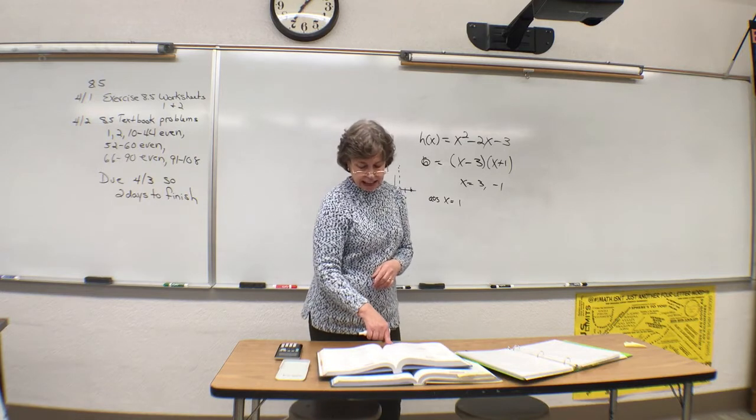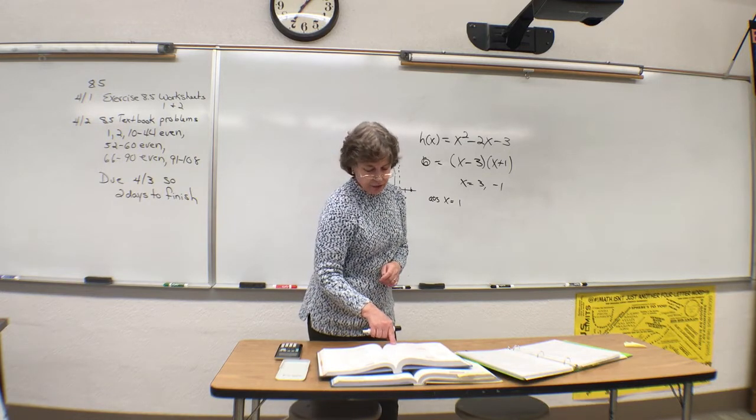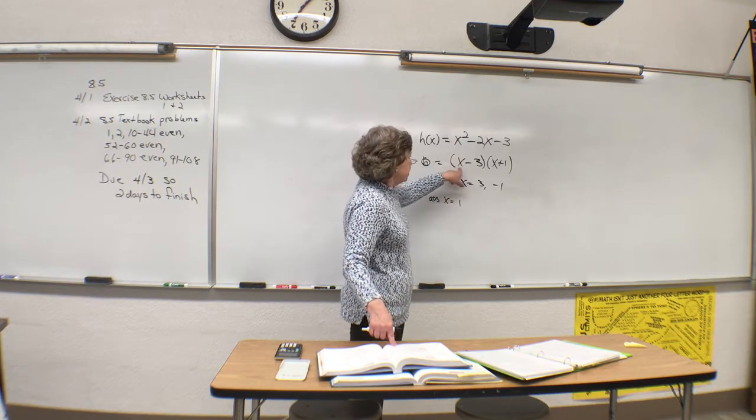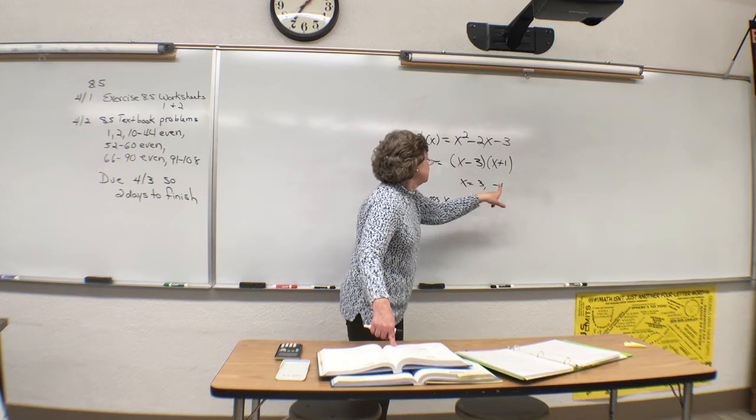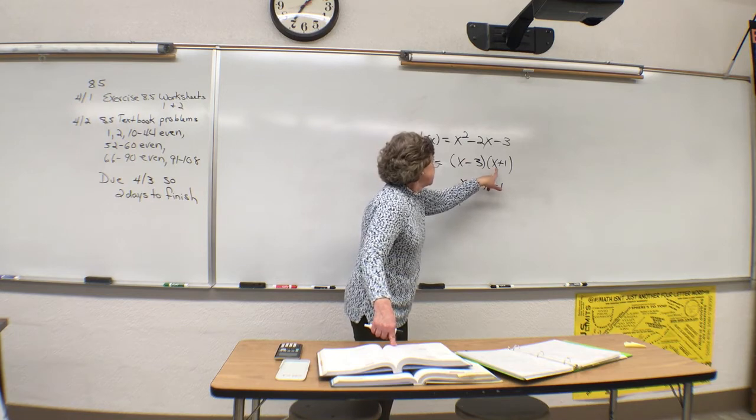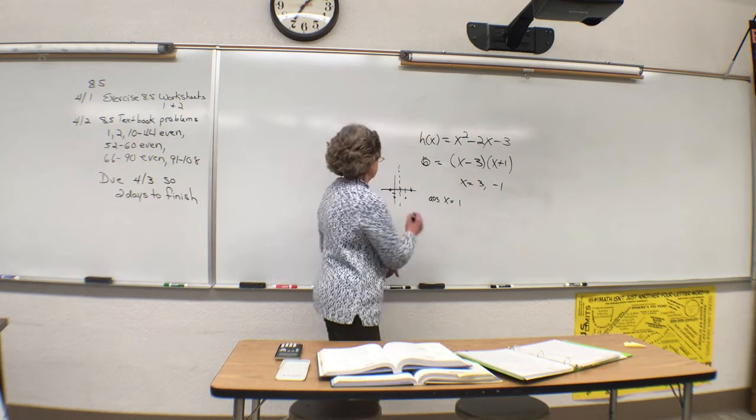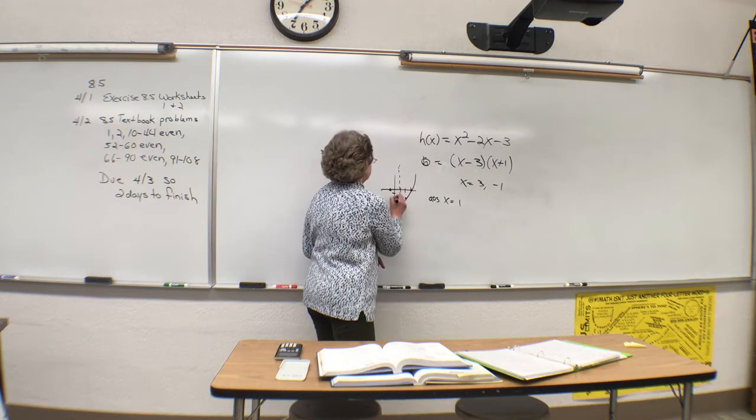So the vertex is going to be lower than negative 3. And in fact, when you did it, it looks like it was at negative 4, which I would get when I plug in 1: 1 minus 3 is negative 2, and 1 plus 1 is 2, so negative 4 down here would be that parabola.